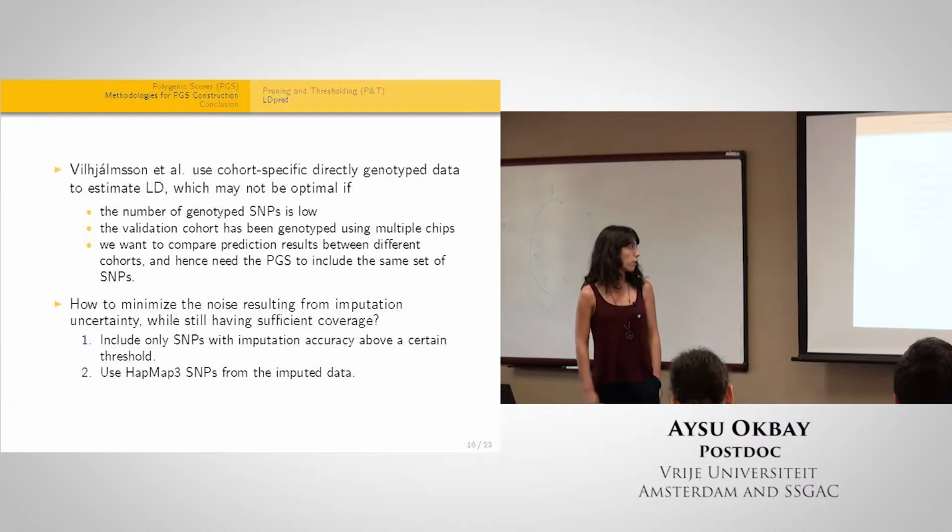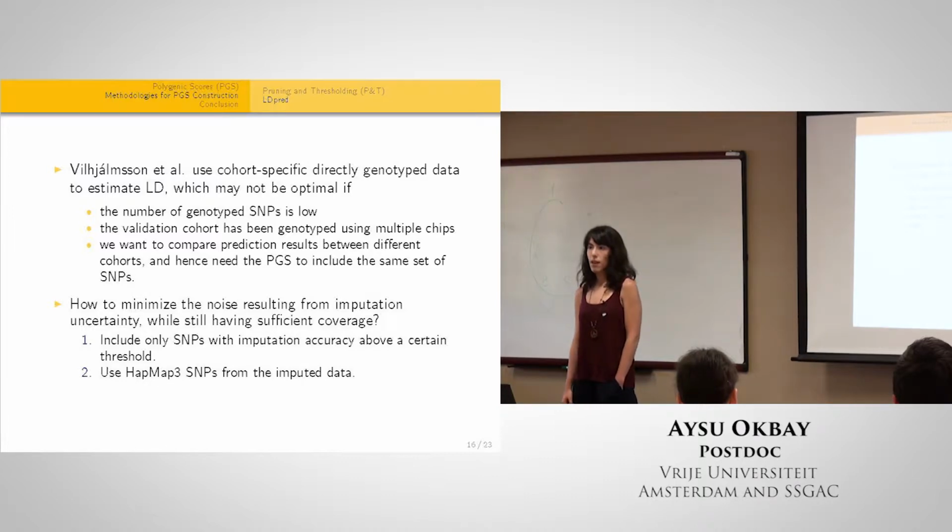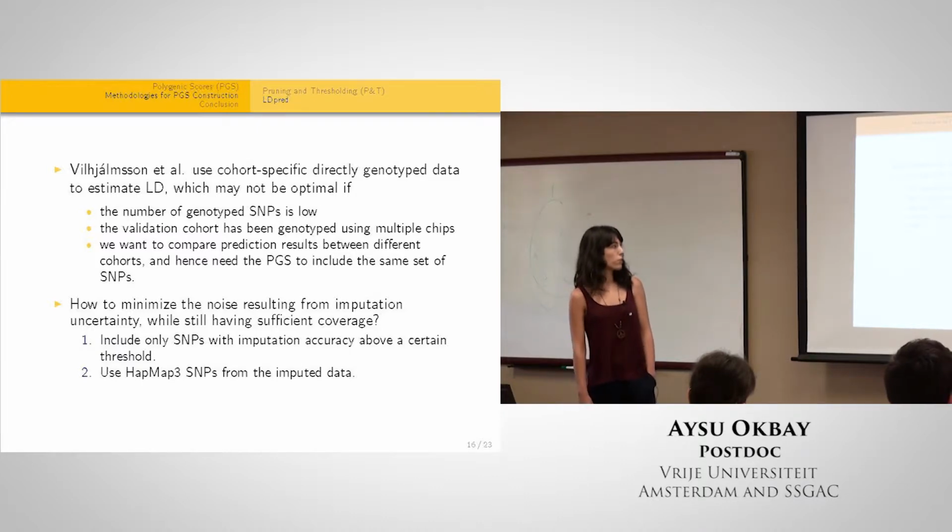So that gets to be a problem. Or if you want to do prediction in multiple cohorts, and if you want to compare the results, you would want the same set of SNPs to be in all the scores. And if the cohorts are genotyped using different chips, you're not going to have the same SNPs in each cohort. So then you may want to use imputed data.